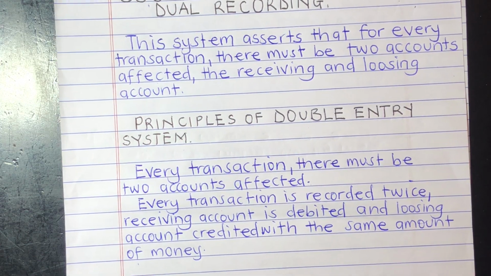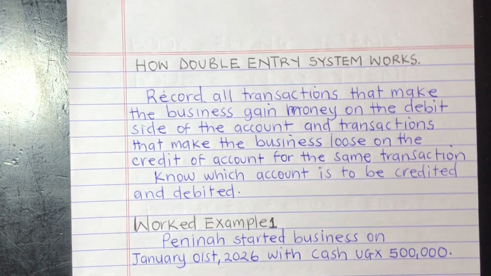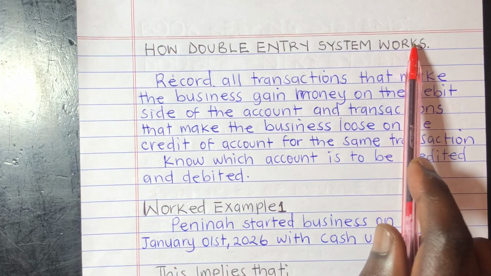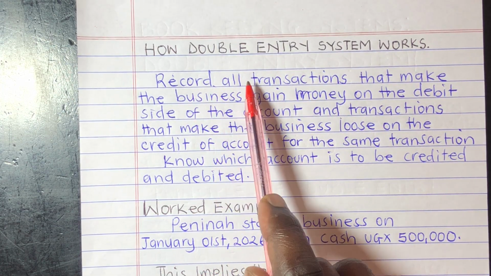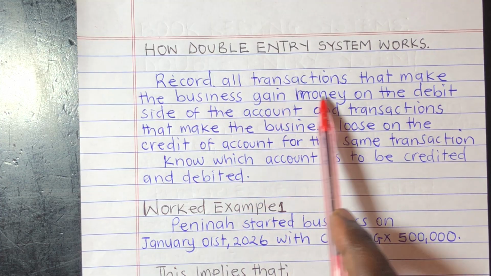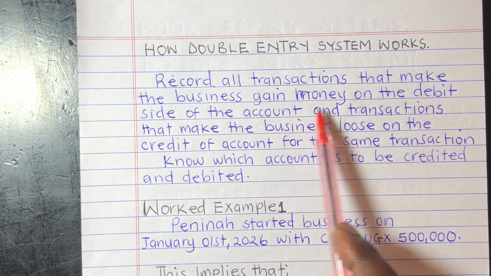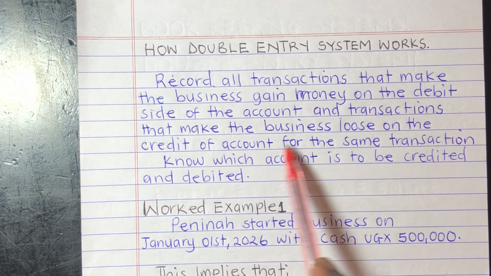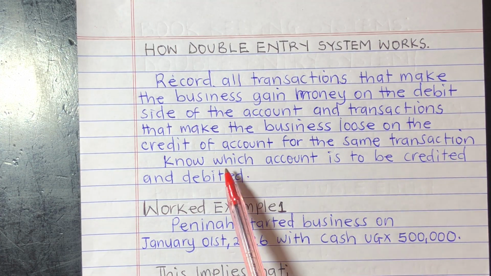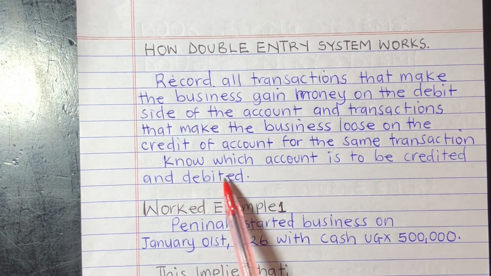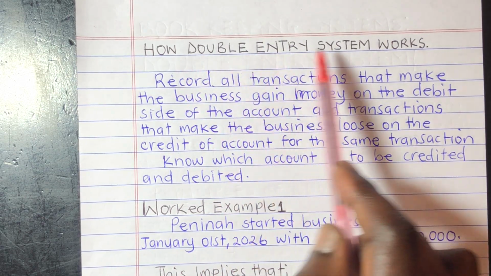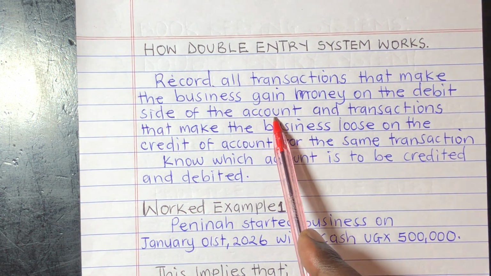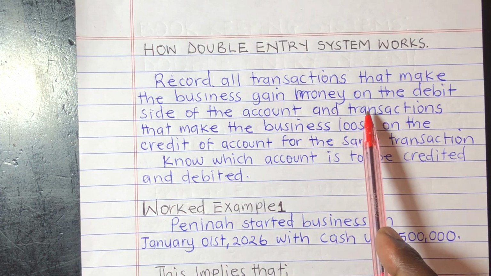Now I have some notes here on how the double entry system works. The double entry system works in this way. Record all transactions that make the business gain money on the debit side of the account, and transactions that make the business lose money on the credit side of the account for the same transactions. Then know which account is to be credited and which account is to be debited. So when you come up with an account, you should be able to understand which side is to be debited and which side is to be credited.